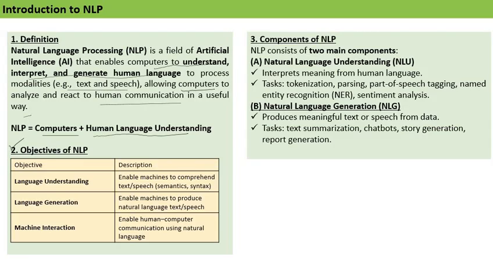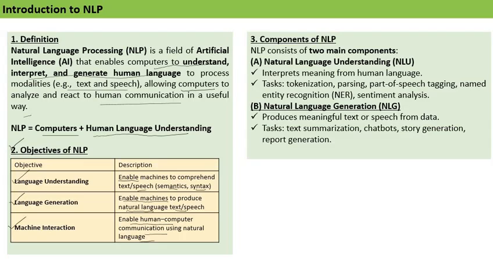So, the first objective of NLP is language understanding, where it tries to enable machines to comprehend text or speech, such as the semantics or the syntax of the text. Next is language generation, where it tries to enable machines to produce natural language text and speech. Similarly, machine interaction enables human-computer communication using natural language.